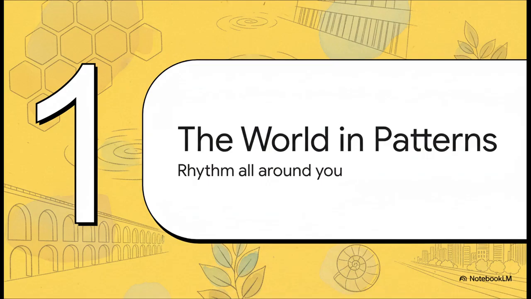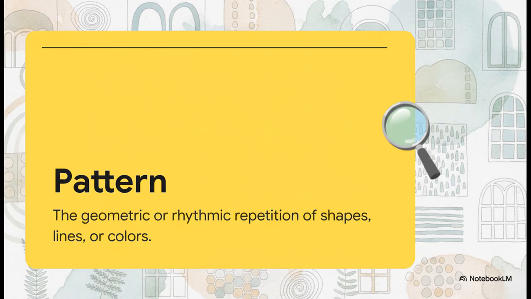The goal here is pretty simple, really. We're just going to start learning to see that rhythm all around you. Okay, so what are we actually looking for? Let's break it down. A pattern is just the geometric or rhythmic repetition of shapes, lines, or colors. That's it. It's this predictable arrangement, and I promise you, once you start looking for it through your camera lens, you are going to start seeing it absolutely everywhere.